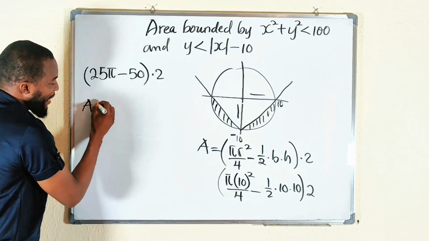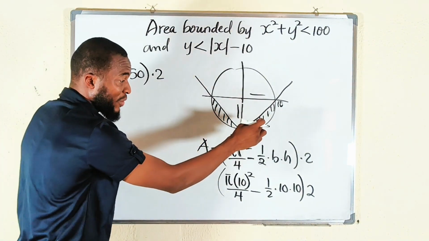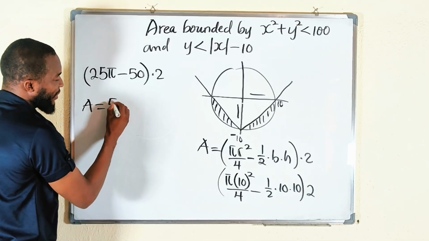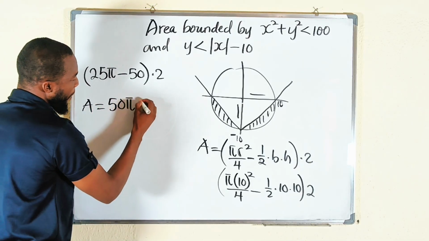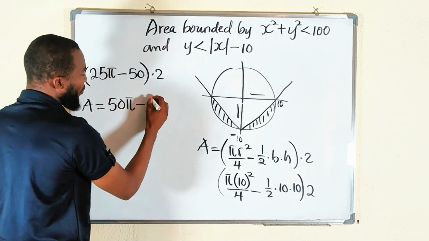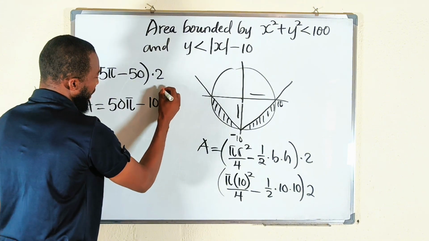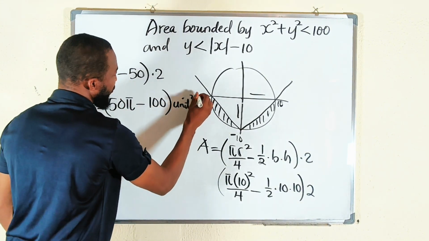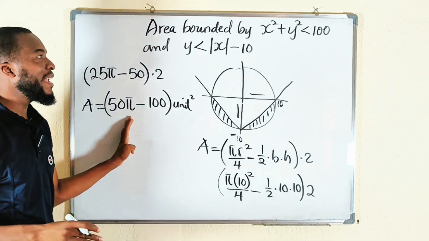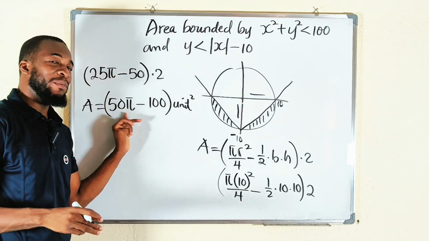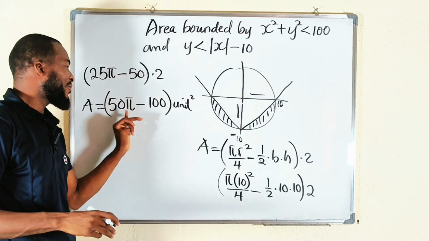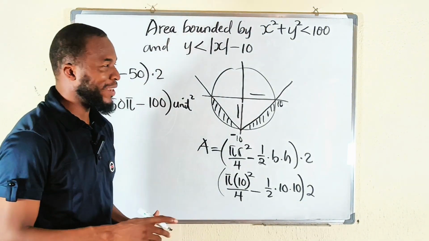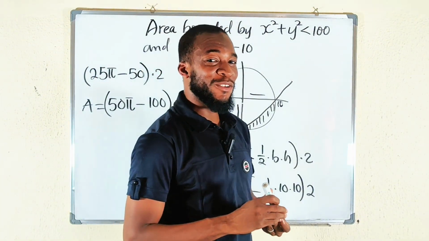Therefore the area of this shaded region will be 2 times 25, which is 50 pi, minus 50 times 2, 100, unit squared. And hence this is the area in terms of pi, because they said we should leave our answer in terms of pi: 50 pi minus 100 unit squared. So is this something you can answer in 2 seconds?